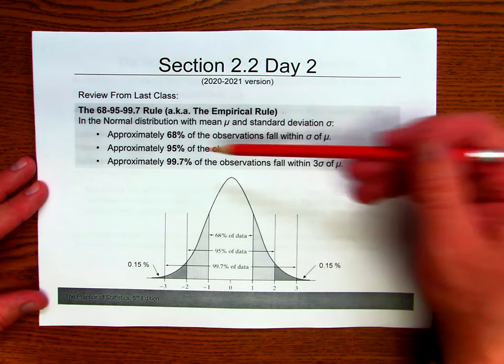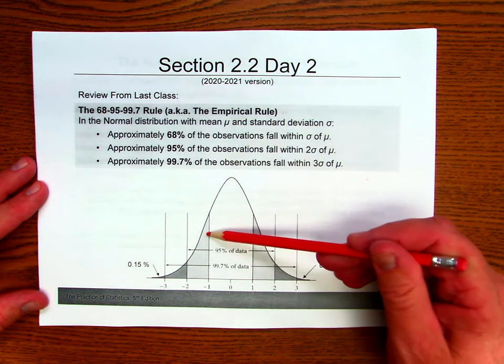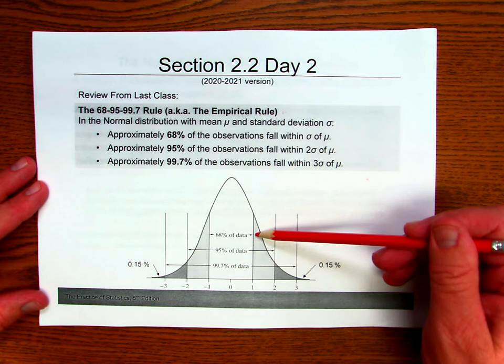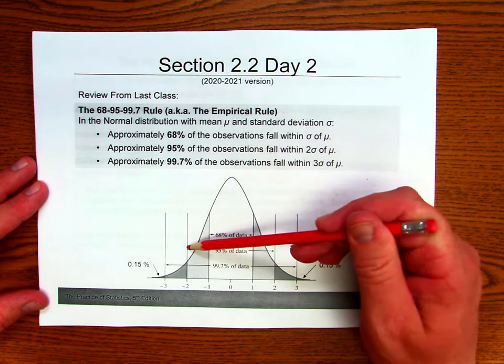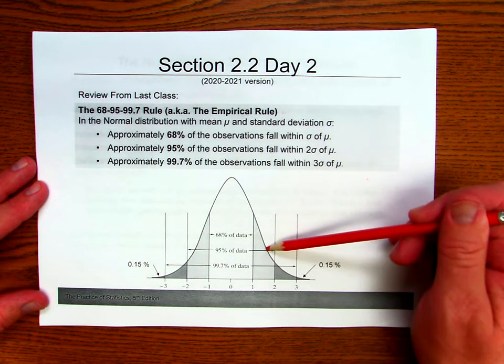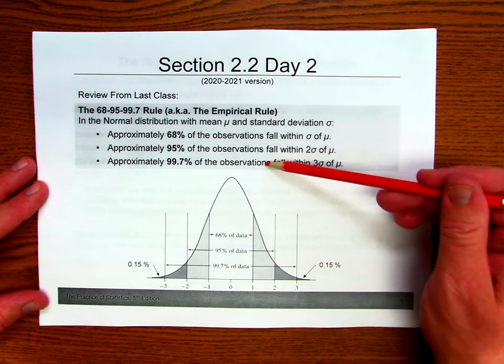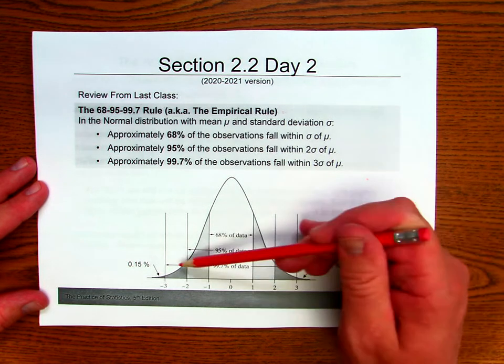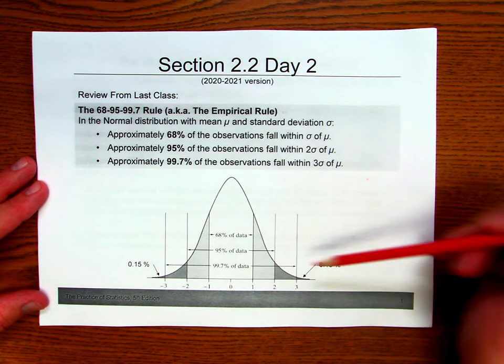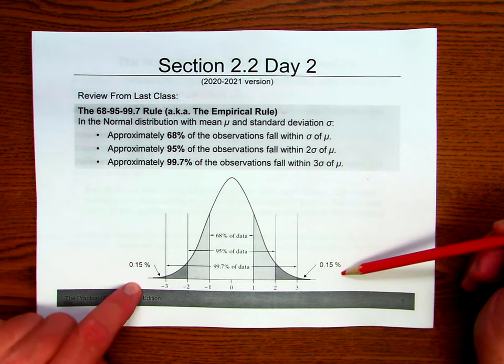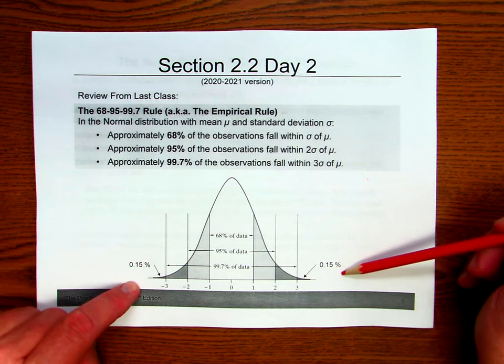Okay, by this rule, approximately 68% of the data is within one standard deviation of the mean. Approximately 95% of the data is within 2 standard deviations of the mean. 99.7% of the data is within 3 standard deviations of the mean. And that leaves a mere 0.15% on each tail, more than 3 standard deviations away from the mean.